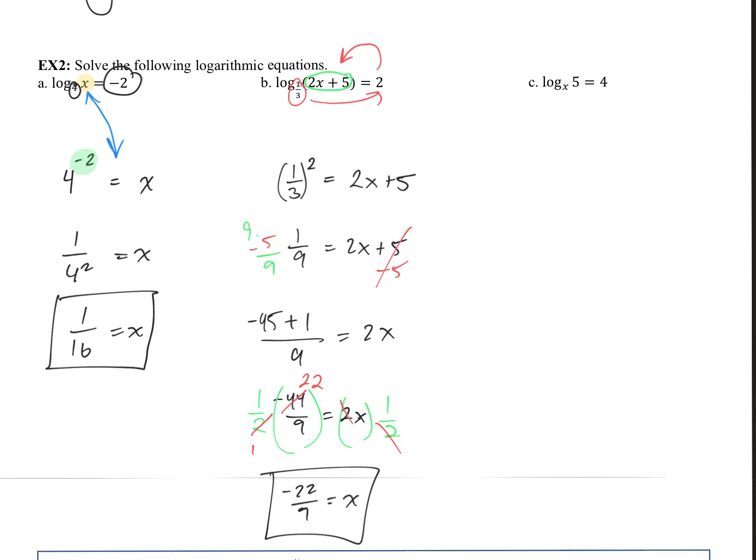And let's take a look at the last one. Ooh, this is different. How is it different? Well, my variable this time is appearing in the base, not in the argument. But same thing, I can't work with it right now how it is, so I have to go ahead and switch to exponential form. So the base raised to that equals that. So x raised to the 4th power equals 5.